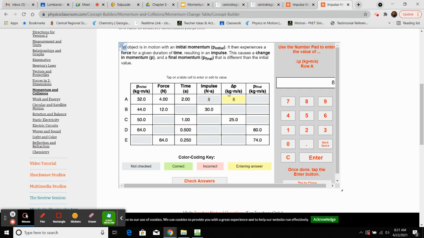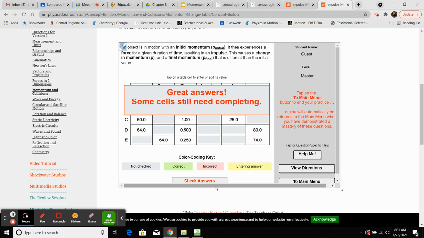If I know my change in momentum is a positive 8, and I originally had a momentum of 32, my initial momentum is 32. What is my final momentum got to be? If your initial is 32 and you're changing it by a positive 8, what is your final momentum going to be? Good. 32 plus 8 should be 40. Let's check those answers.